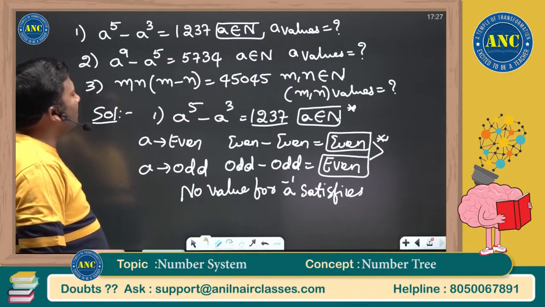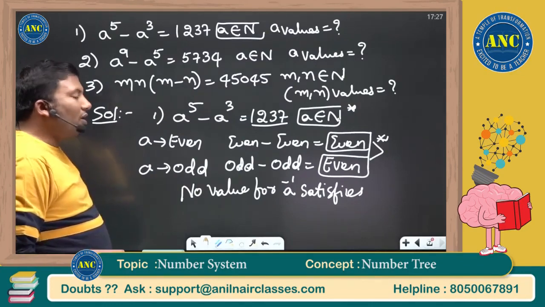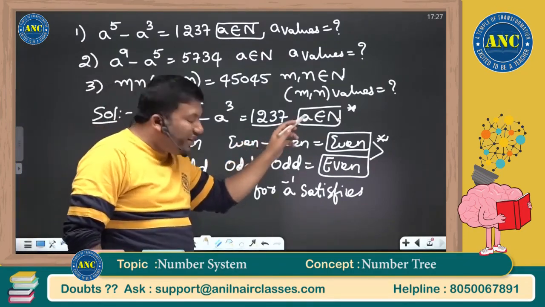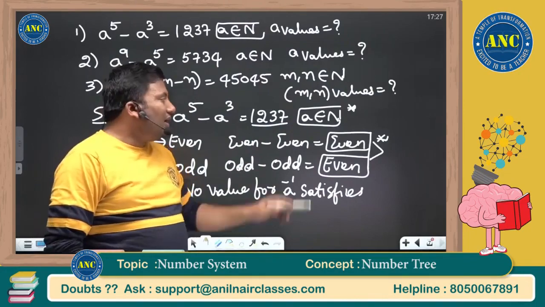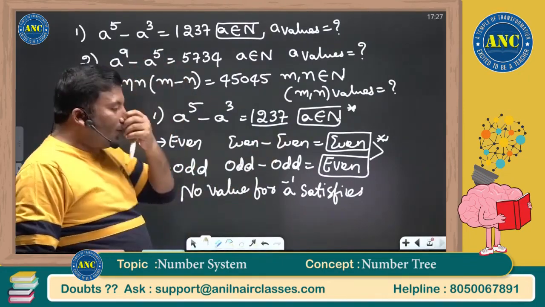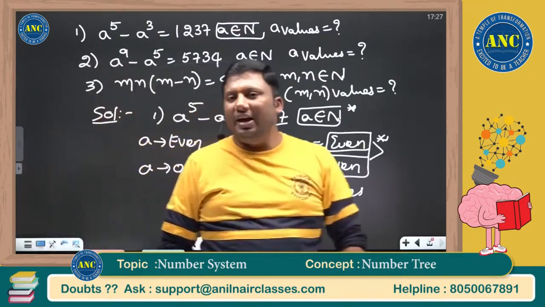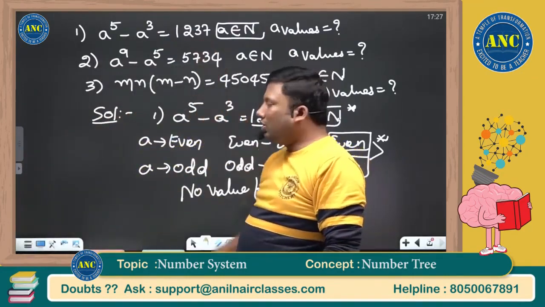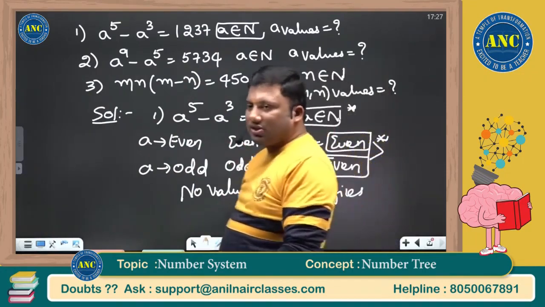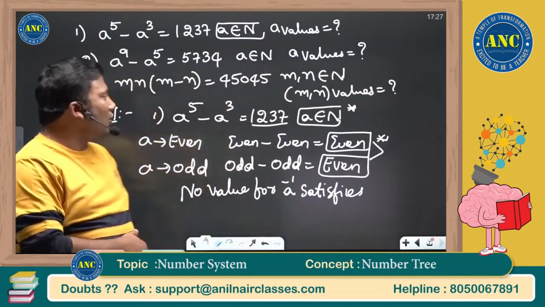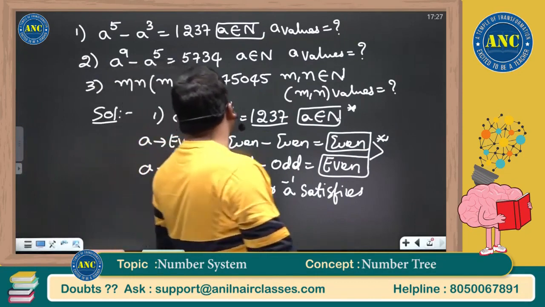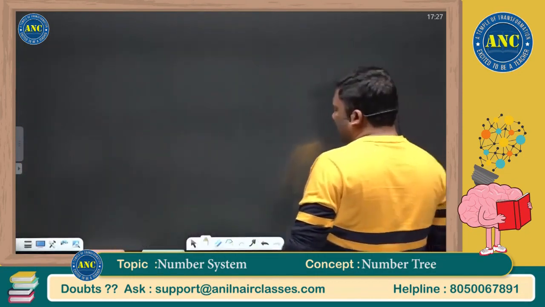A power 4 minus A power 3 equivalent to 1237. Do not ignore the domain of the question, because it is given that A is a natural number. Don't use the stupid way of solving by taking A cube common and A square minus 1, then you have to factorize 1237. That will be the most absurd way of solving the question. I hope the first question is clear. The answer is no value for A satisfies the question.